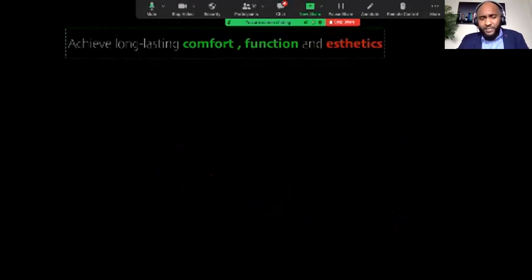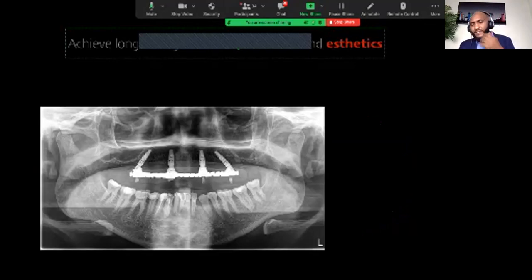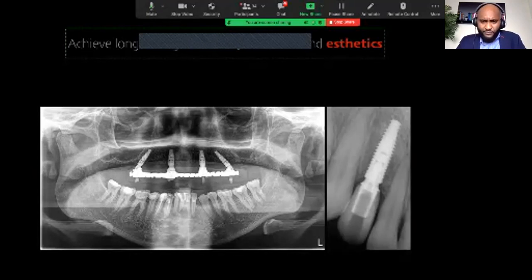In implant dentistry, our interest is to provide the patient with a long-lasting restoration that affords them comfort, function, and aesthetics. And we are talking about long-term. So whether you're doing a complex case, as you see the all-on-4 case there, or indeed a straightforward case, a single implant case, the goal remains the same.